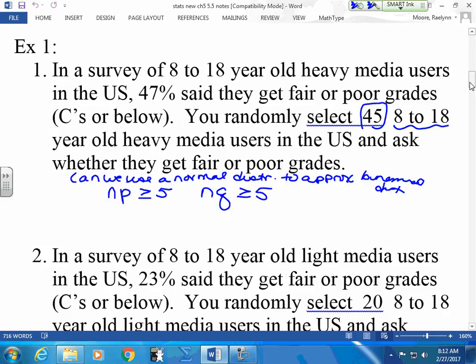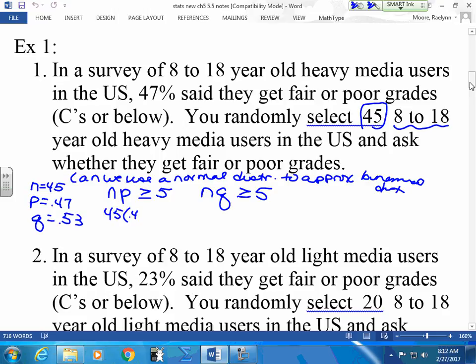So we take out the n. In this case, the n is 45. What's the p? 47%. Therefore, q is 1 minus this. So what's q? 53. Good. So all we're doing is this.